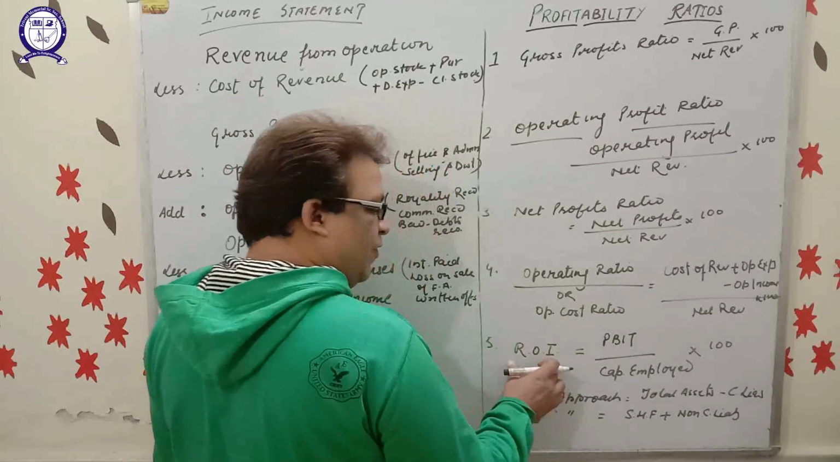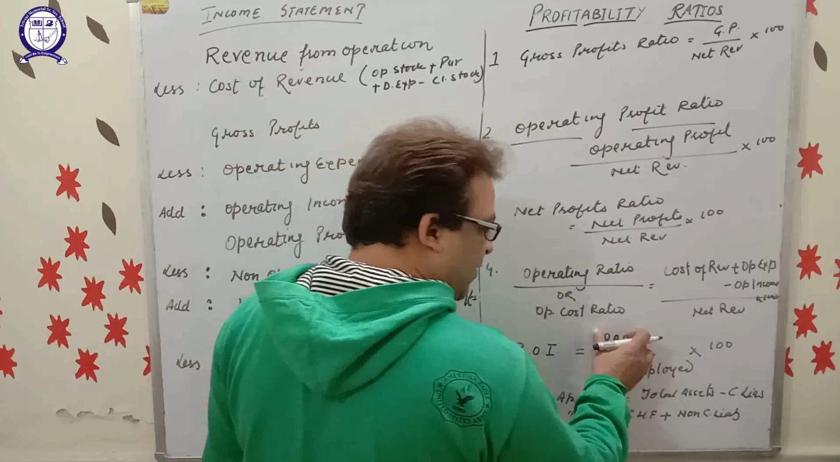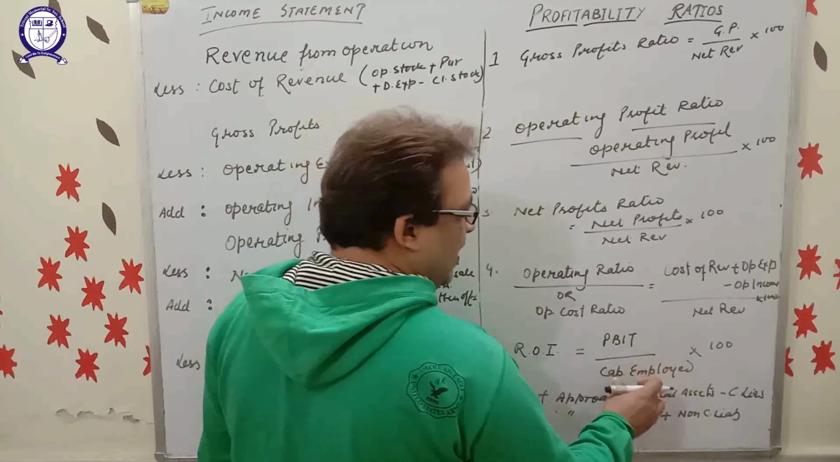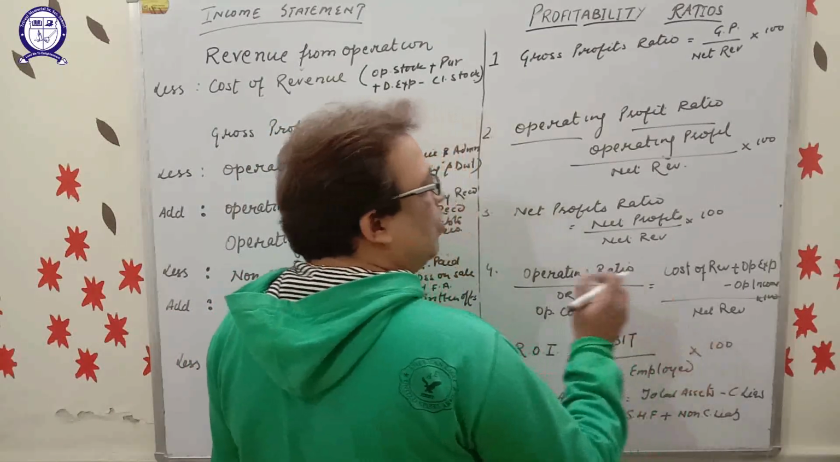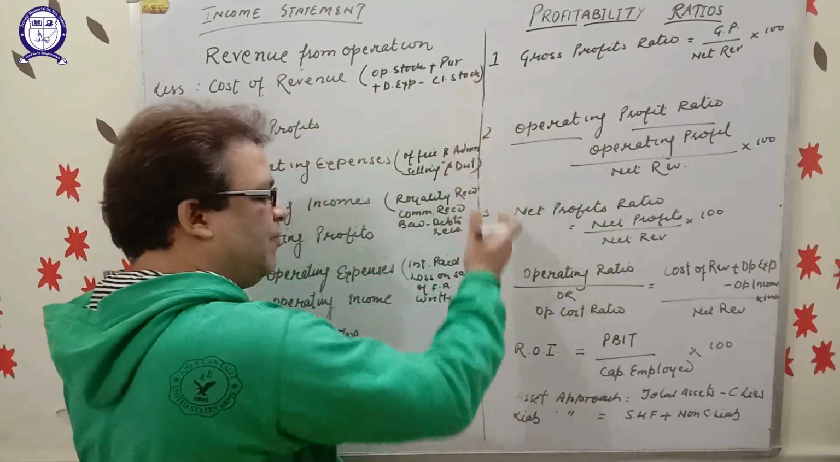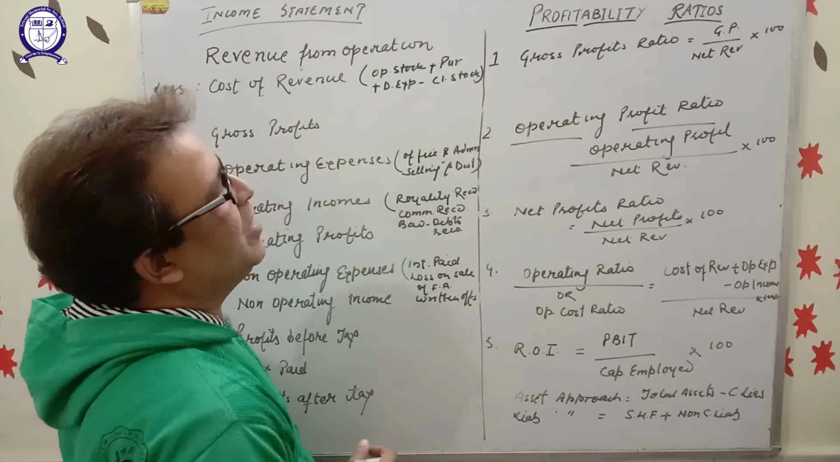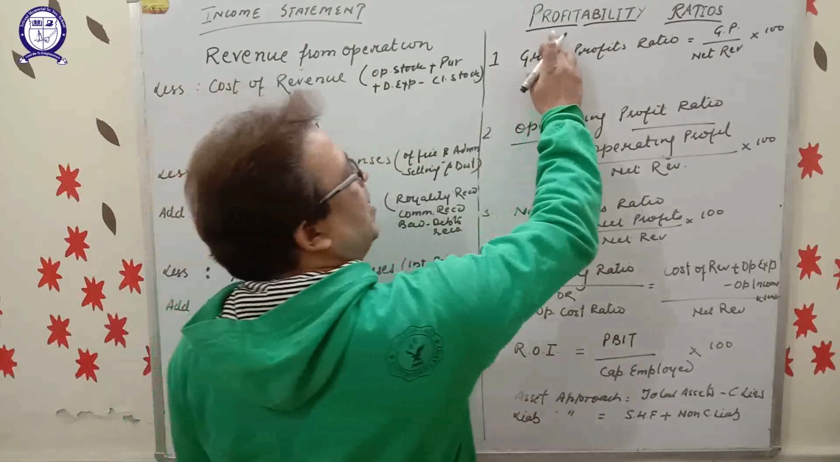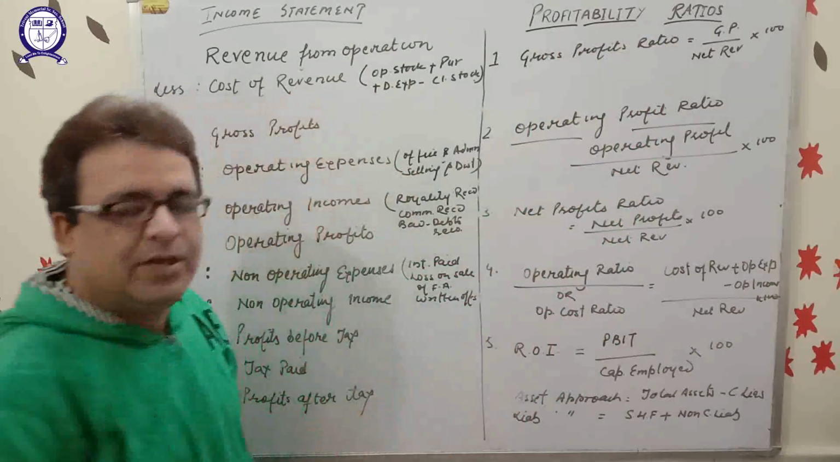The formula of return on investment, once again: profit before interest and tax divided by capital employed into 100. So these 5 ratios are used to check the profitability of a company. Thank you.